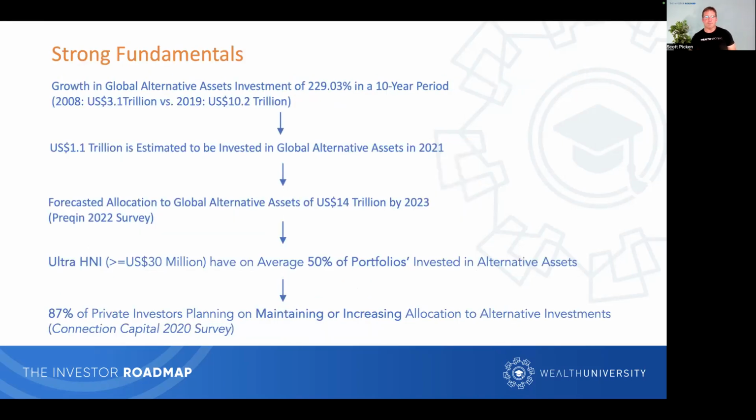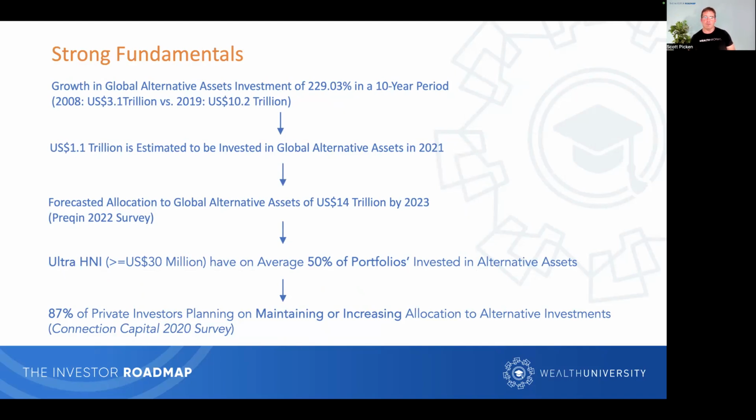When you look at alternative assets, there's a massive growth in alternative assets around the world. 1.1 trillion is estimated to be invested in alternative assets over the time. It's dramatically increasing at the moment. If you take ultra high net worth, so that's people that are 30 million plus, they have more than 50% of their portfolios in alternative assets.